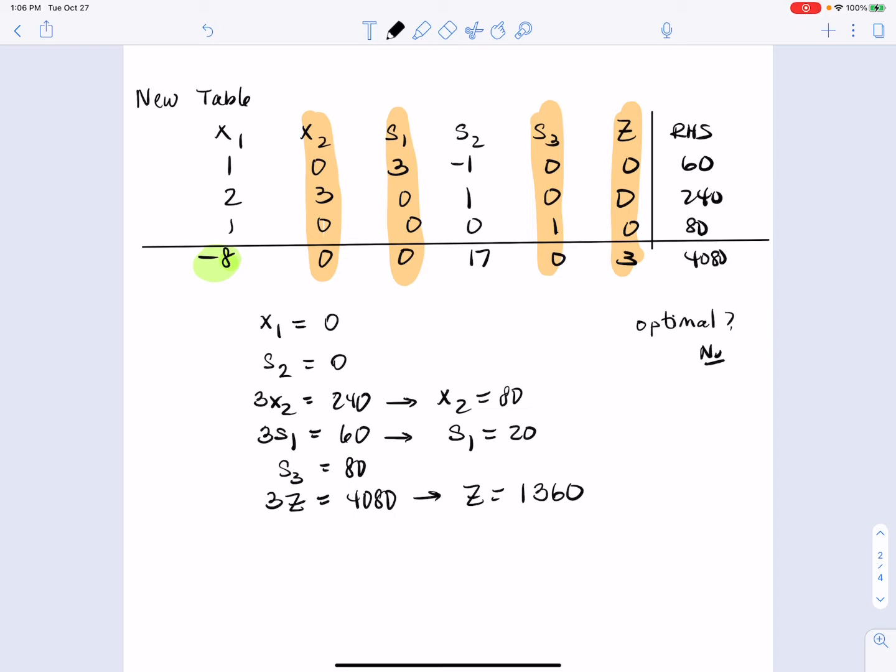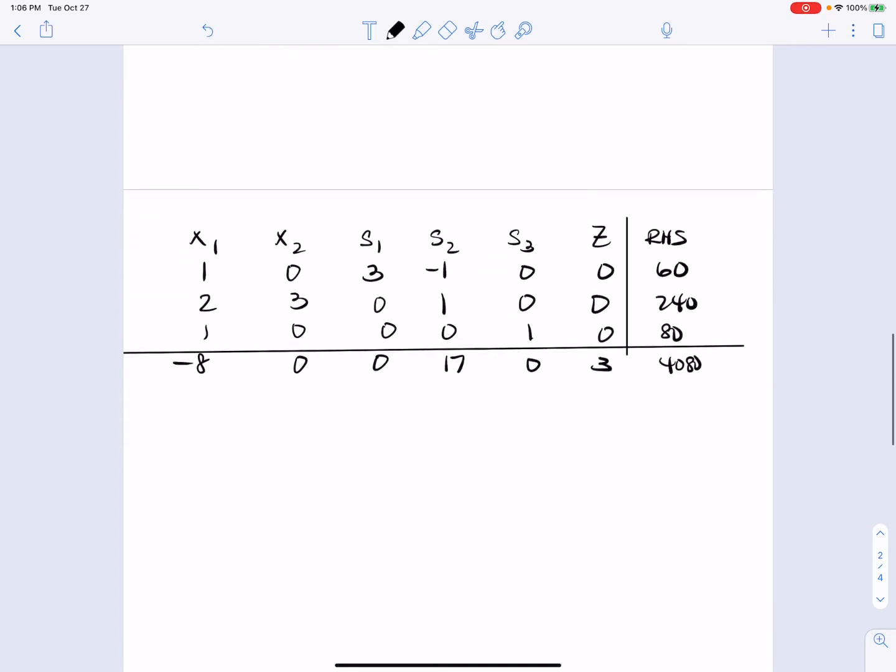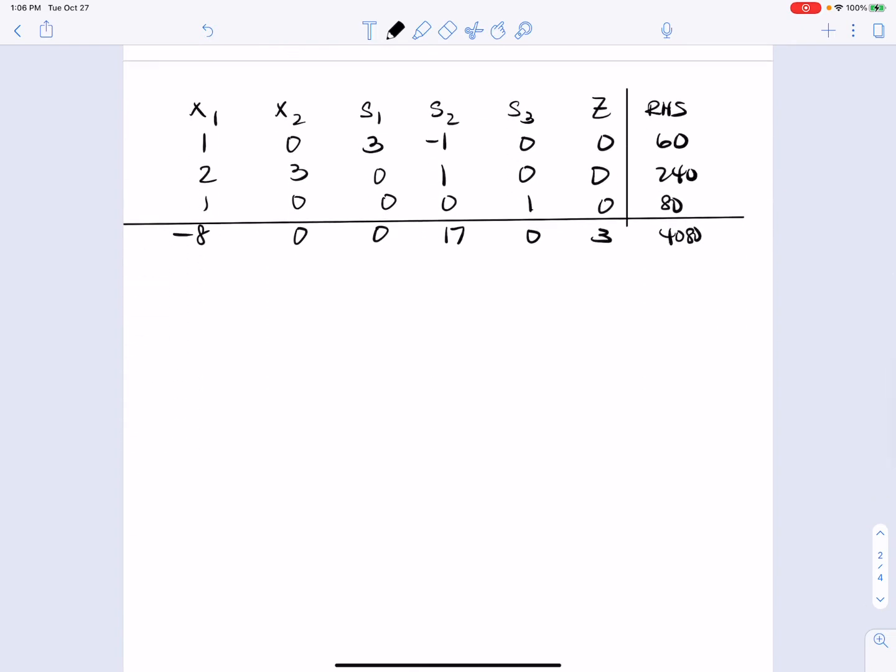So I have already copied down this table without any markings on the next page here, and we go through the process again. So the only negative entry is -8. So that means that x1 is going to enter the solution, which is what we want anyway. So then the question remains, which variable will exit? Well, we'll see when we do the algorithm here.